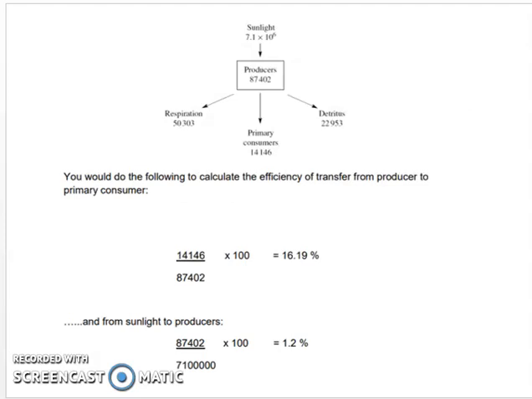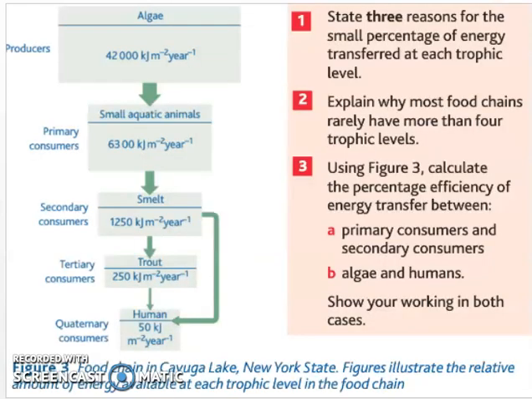So if I wanted to calculate the efficiency of transfer from producer to primary consumer, remember it's what is available after divided by what was available before times 100. So primary consumer was 14,146 divided by what it came from the producer, which was 87,402 times 100. So there's our efficiency, which is 16.19%.